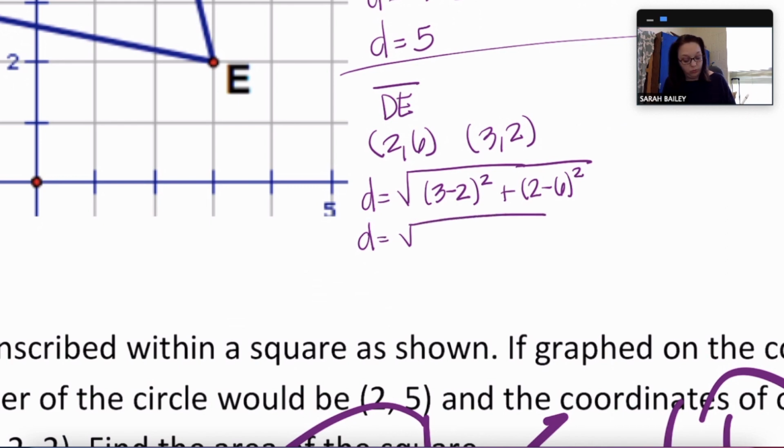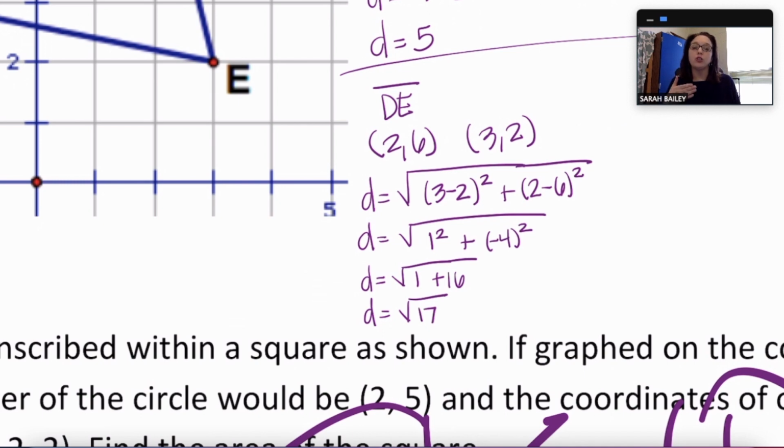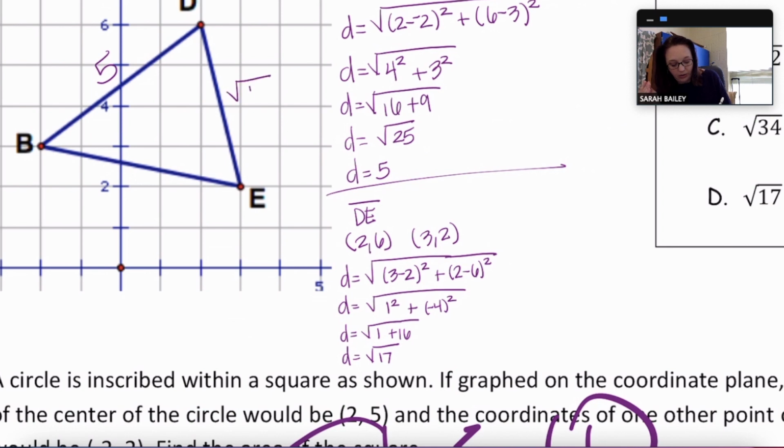So 3 minus 2 is 1, so that's 1 squared. 2 minus 6 is -4. That -4 needs to stay in parentheses and then the squared outside. All right, 1 squared is 1. -4, that quantity squared means -4 times -4, which is 16. Now 1 plus 16 is 17. When I do the square root of 17, remember that will be an irrational number. And remember in our answer choices, we saw answers with radical signs. So let's just leave this as the square root of 17, and we'll write it on the side.